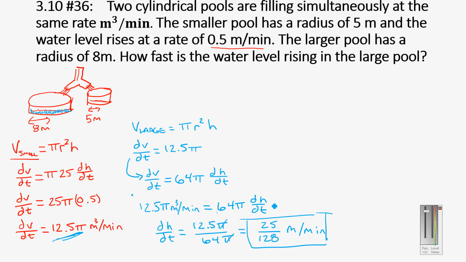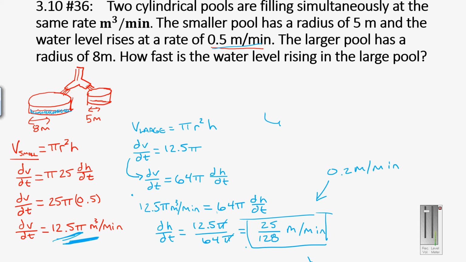Now, my gut check. I always want to do a gut check and say, does this even make sense? This one up here was rising at 0.5 meters per minute. What is 25 divided by 128? Well, it's about 1/5, so it's about 0.2. Is that right? 25 times 5, yeah, so about 0.2 meters per minute. So it's less than half. Well, that makes sense, right? Because this is a much larger pool, so it's spreading out much greater.